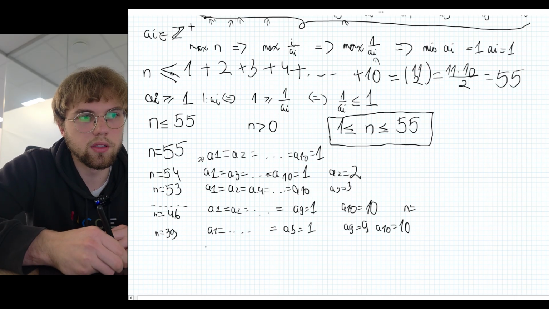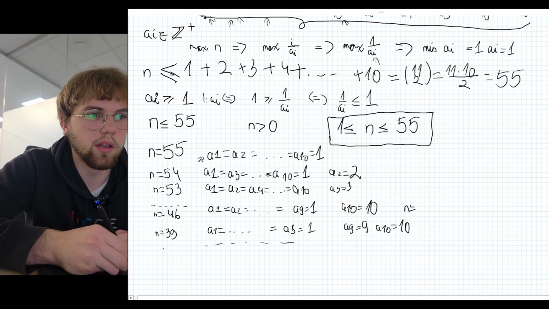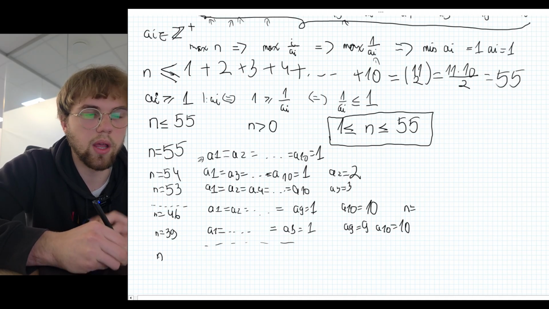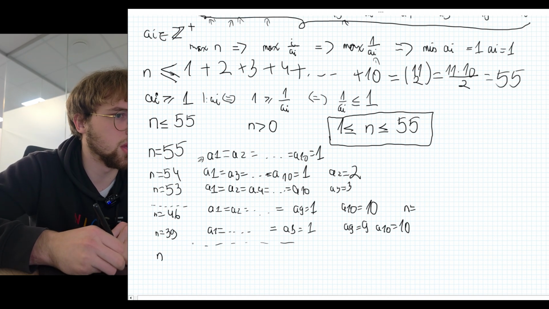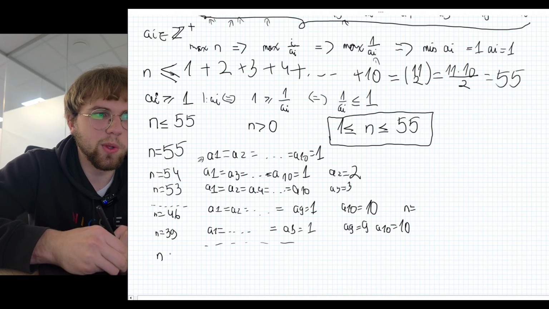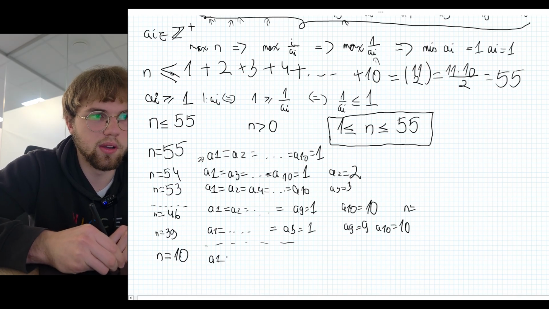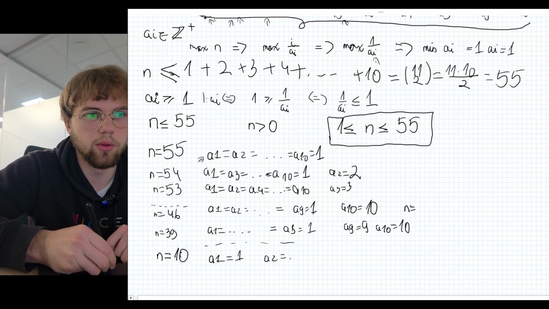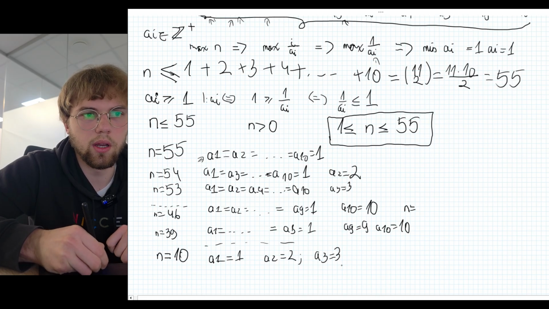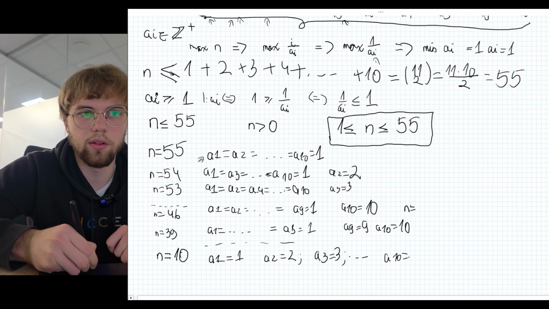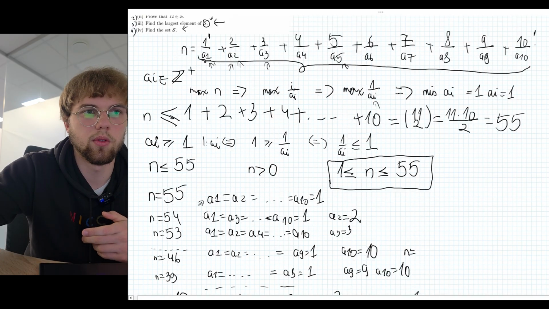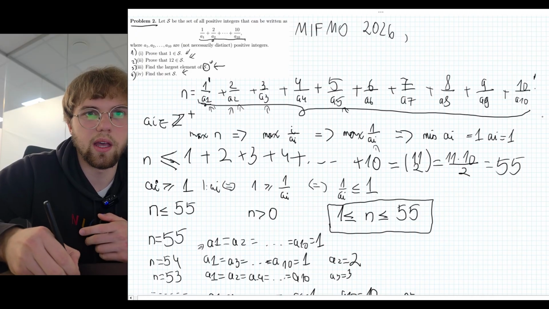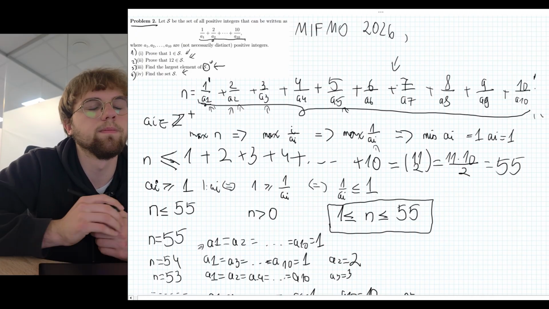And then you basically just proceed this process until we get n equals 10, and we get that a1 is equal to 1, a2 is equal to 2, a3 is equal to 3, up to a10 is equal to 10. Right? So we get 10 ones. So if we come back to this, we'll basically have 10 ones.